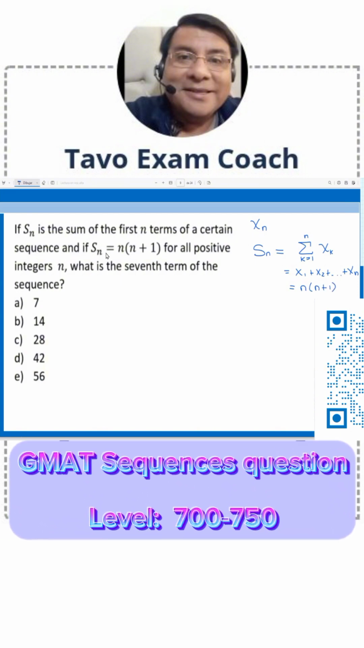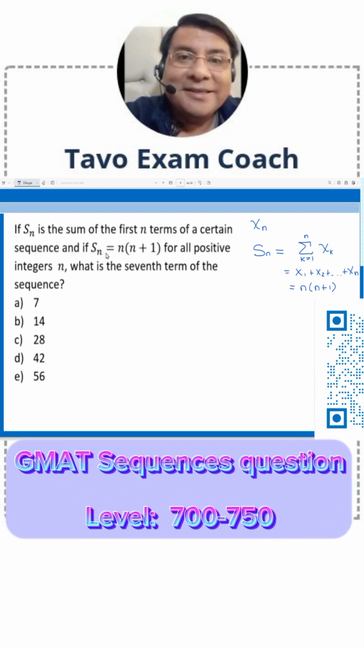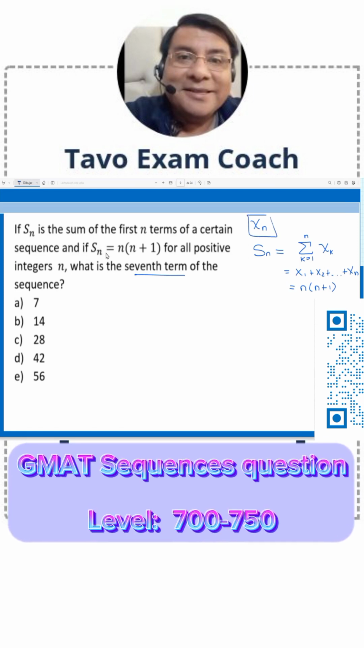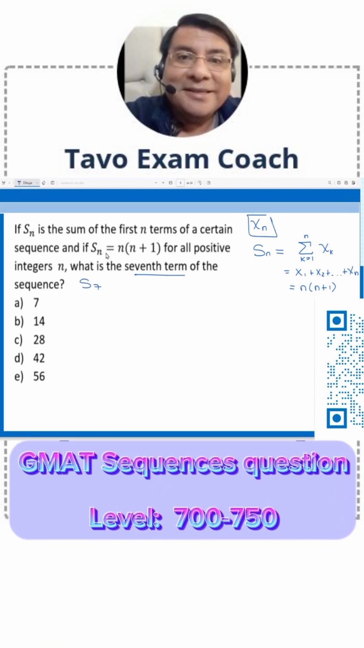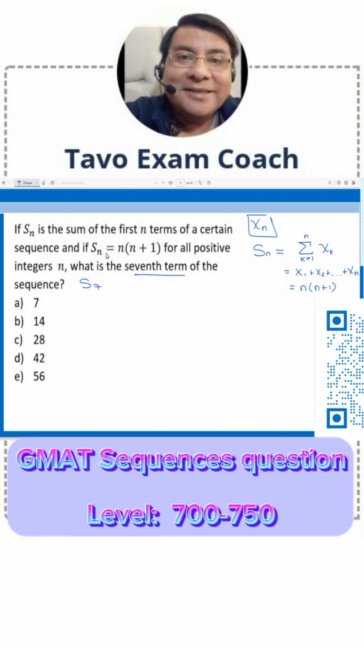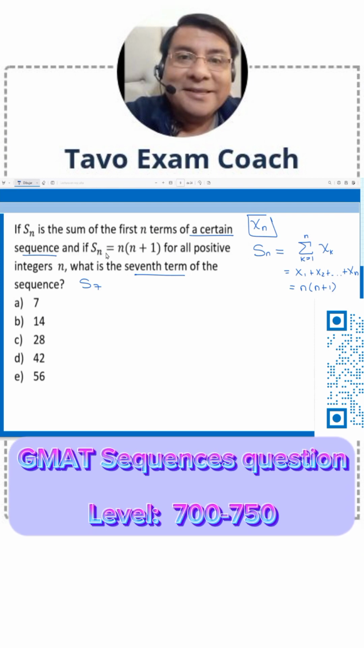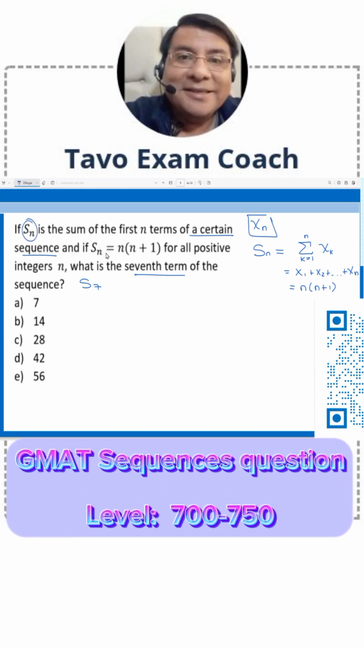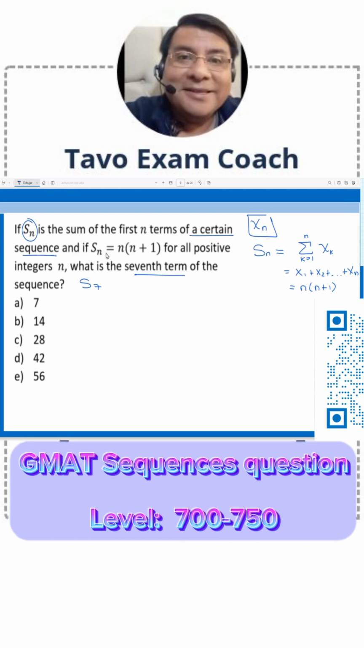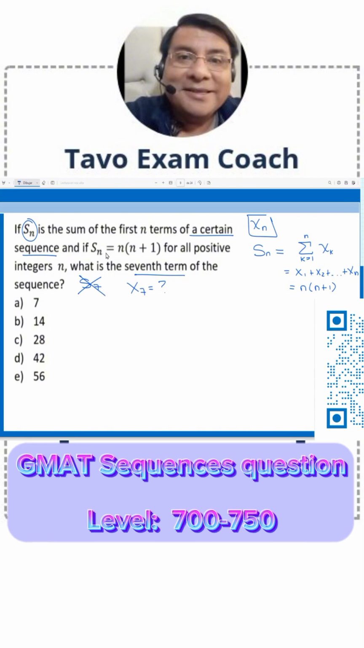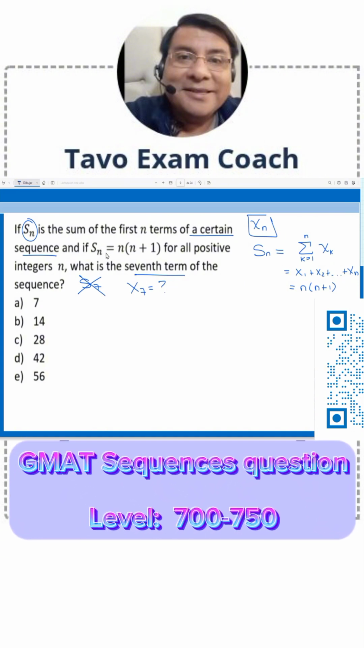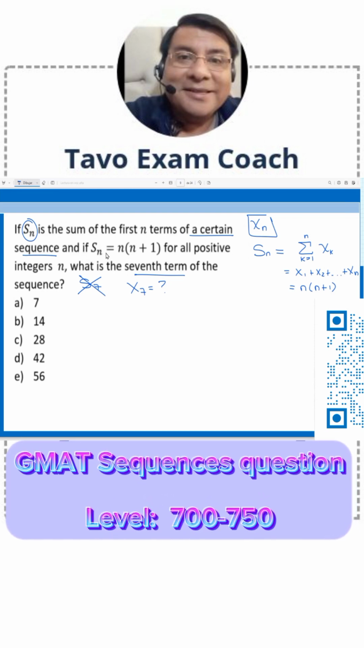So we are being asked the seventh term of the sequence. Notice, it is the term in this sequence here, not S sub 7, but the seventh term of the sequence mentioned. And the only sequence mentioned here is a certain sequence whose terms are added, and whose sum is this number. So this is not what we are looking for. It is this. This is the value we need to find out as part of this sequence. So how do we find this value?